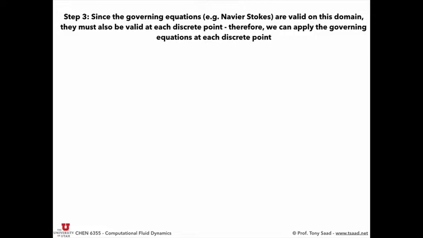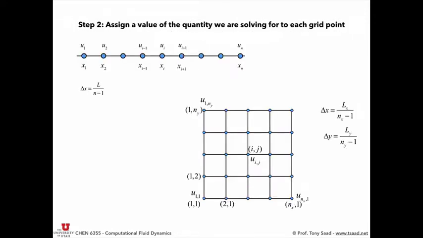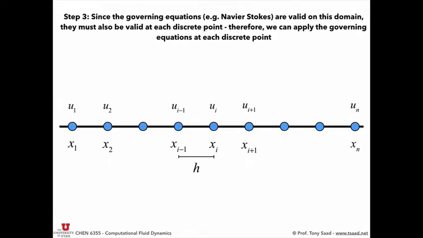Correct? So if you think of your computational domain, the governing equations are valid everywhere. Here, here, here, there, and also at these points, right? We just chose a set of points that is convenient for us, that logically makes sense. But the governing equations are valid everywhere. So rigorously and correctly, we can apply our governing equation to each and every one of those grid points.